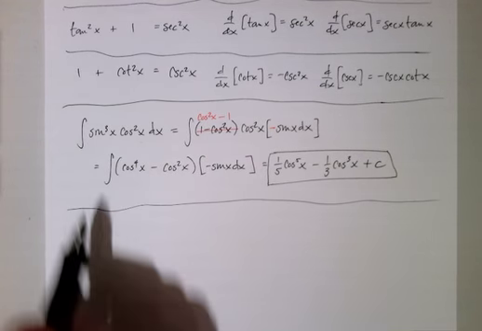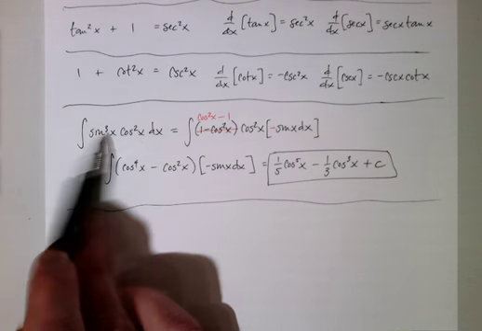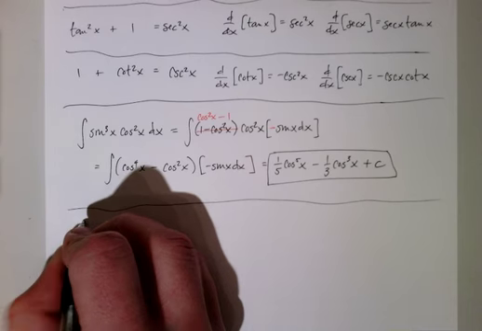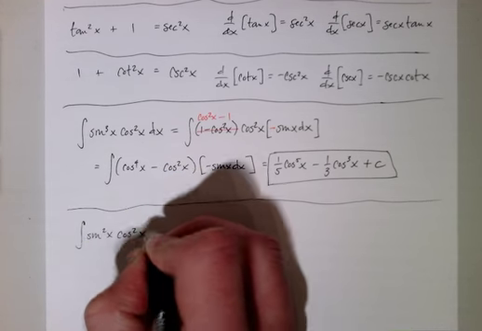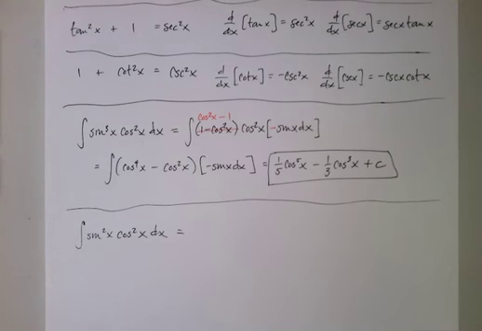Now that's easy enough. What we did is we looked at both of them, and the odd one is going to give me my du, so I need to pull one of those out and then change the rest of them using my Pythagorean identity. What happens, however, if they're both even? Like, what if they're both squared? Well, if I change sine into 1 minus cosine squared, I don't have any more sines left. If I change cosine into 1 minus sine squared, I don't have any cosines left.